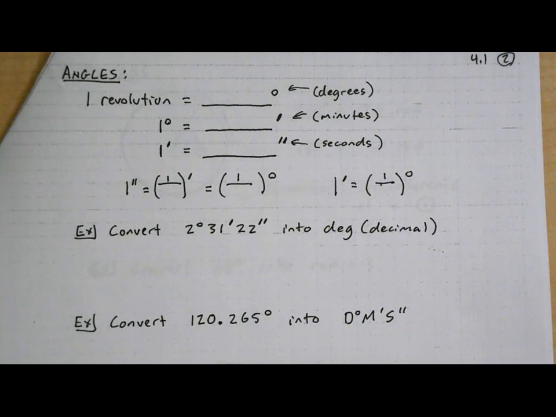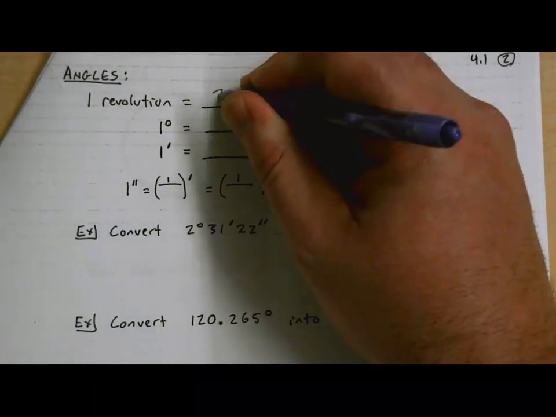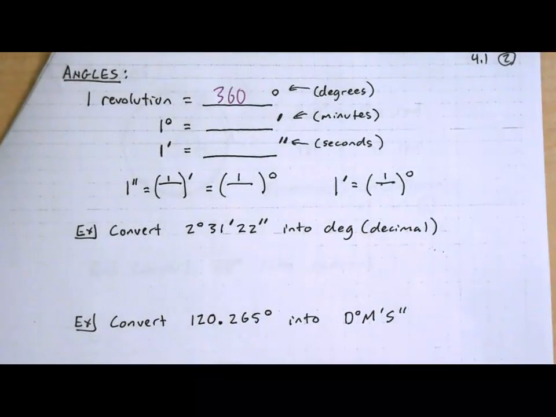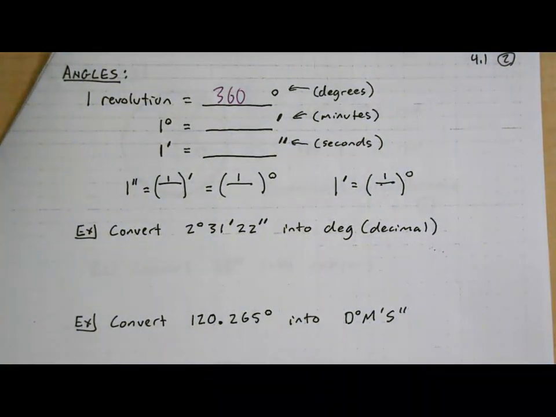All right, so let's get into some other ways to talk about angles. We're used to, if I ask you to picture what one revolution looks like, you can picture what one revolution looks like, right? We're going all the way around the circle. How many degrees is that? 360. Most elementary students will be able to tell you that there's 360 degrees in one revolution.